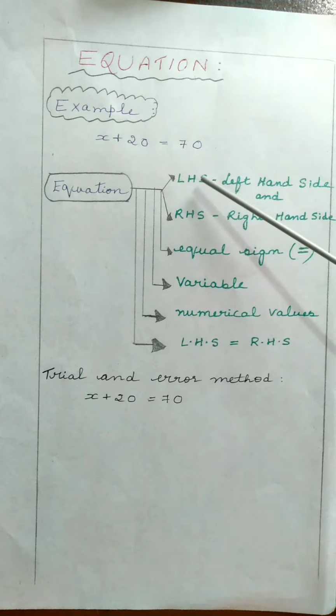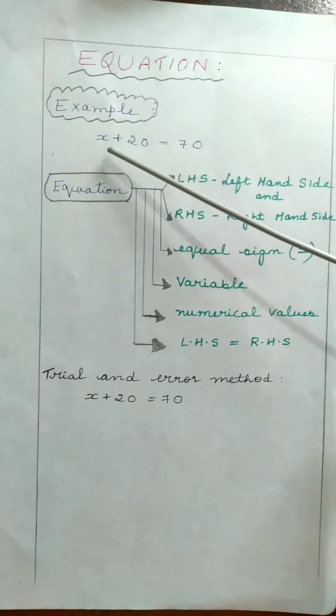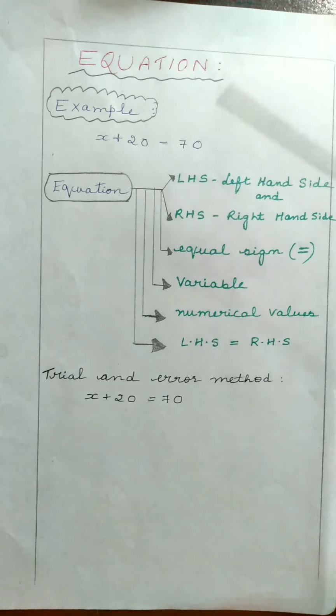So children, an equation will have two parts. One is LHS, left hand side, and another one is RHS, right hand side. In the example given here, x + 20 is the LHS, the left hand side of the equation. Then 70 is the right hand side, or RHS, of the equation. Between this LHS and RHS, if there is an equal sign, then it is an equation. So, here we have the equal mark. So, this is an equation.